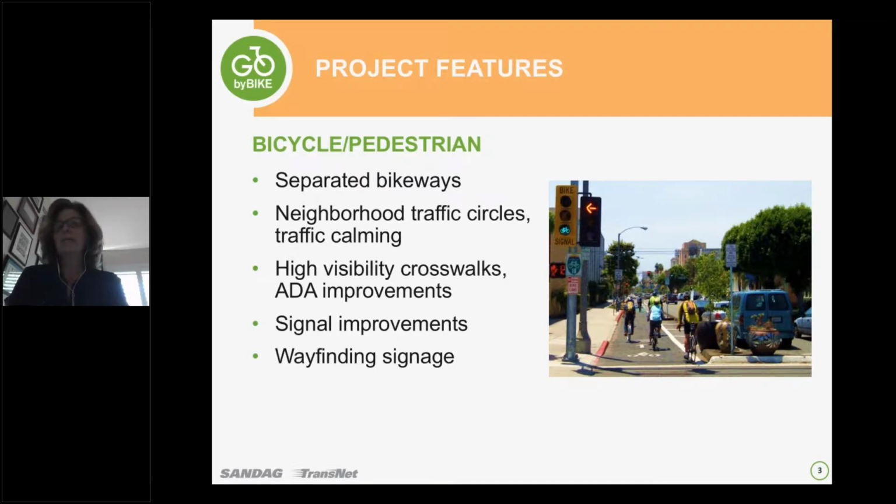We'll be implementing a lot of pedestrian improvements, whether it could be high visibility crosswalks, flashing beacons, other ADA improvements. We're doing a lot in terms of signals, both bike signals, pedestrian signals, and improvements to overall traffic signals. And all of our projects have a wayfinding signage component. So, for example, if you're using one of our facilities, you know how far it is to get to major destinations, which way to go, that kind of thing. So those are some features on the bike pedestrian side.